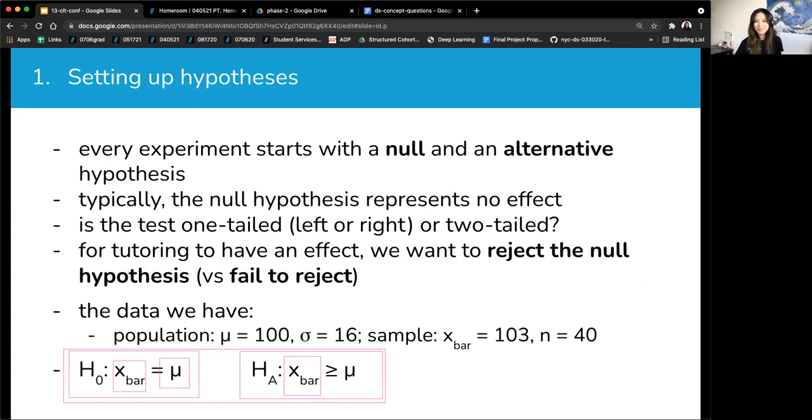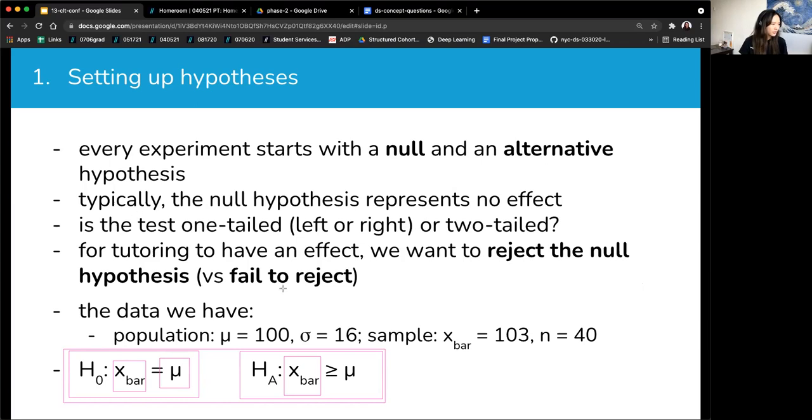So going back to hypotheses, the null hypothesis represents no effect. The alternate hypothesis is the case where you do have an effect. And in this case, I need to change this, but it should be strictly larger than.